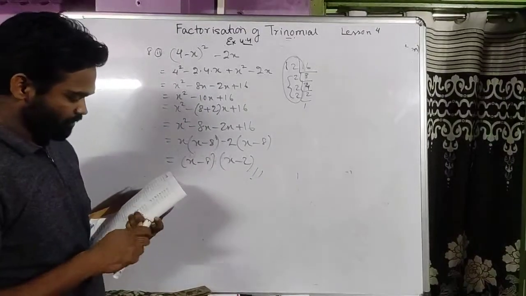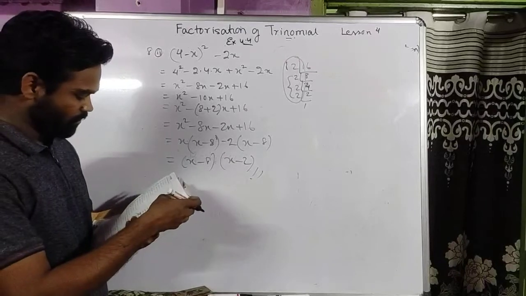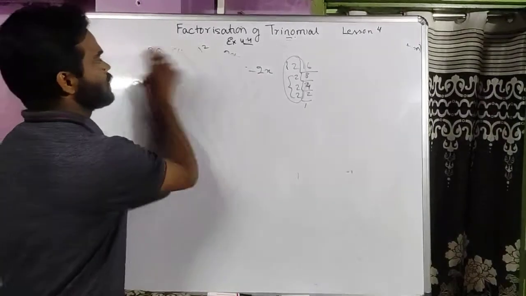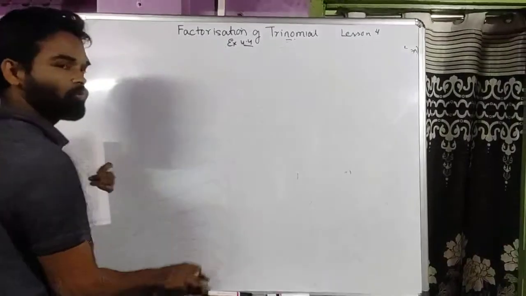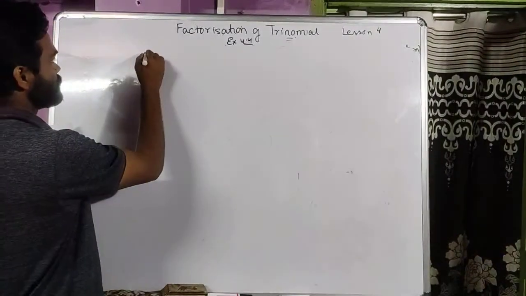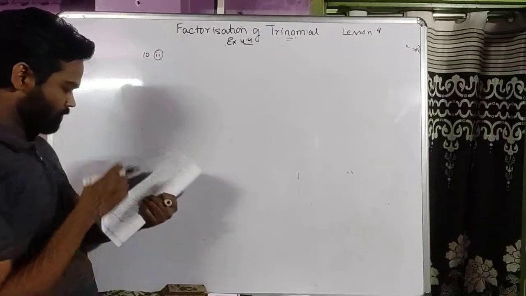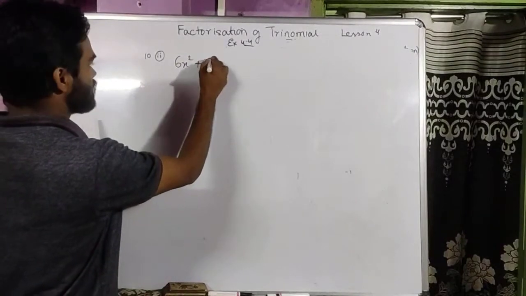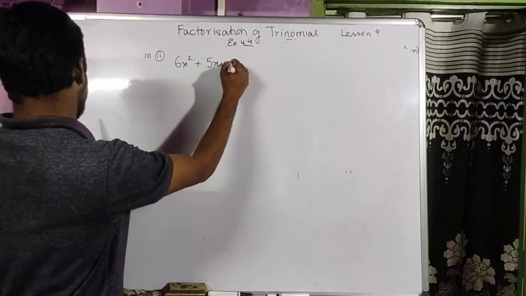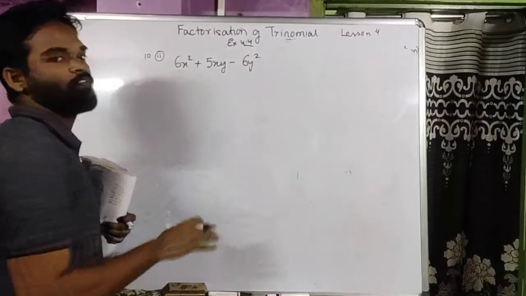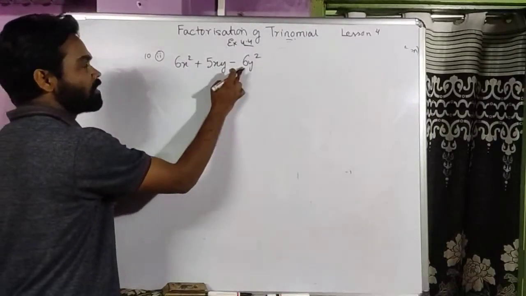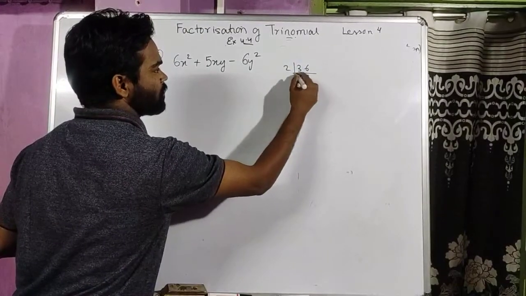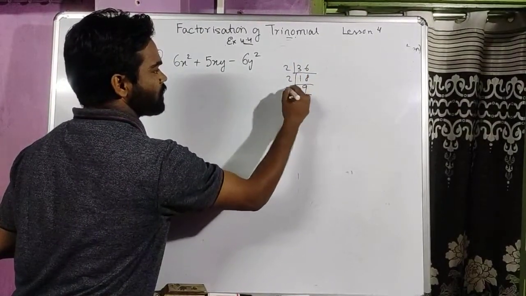Now we'll do sum number 10 part 2. You can pause the video to note down the sum. 10 part 2. This is 6x square plus 5xy minus 6y square. This is again in the same form. Okay. Now 6 6s are 36. So we'll find the prime factors of 36.